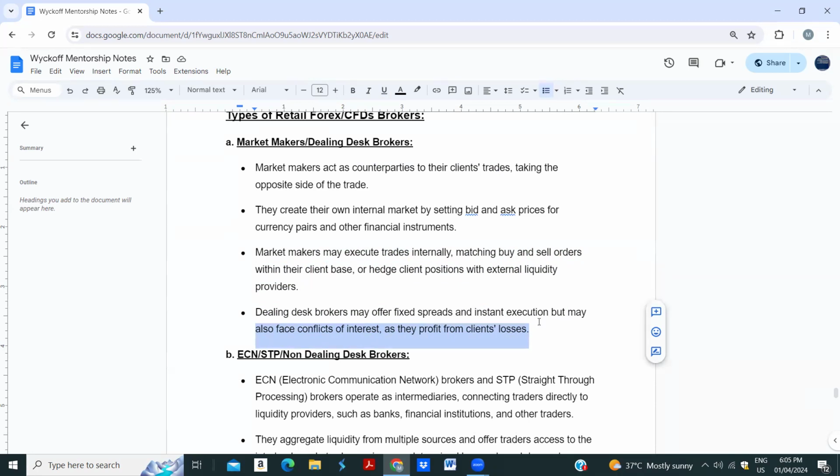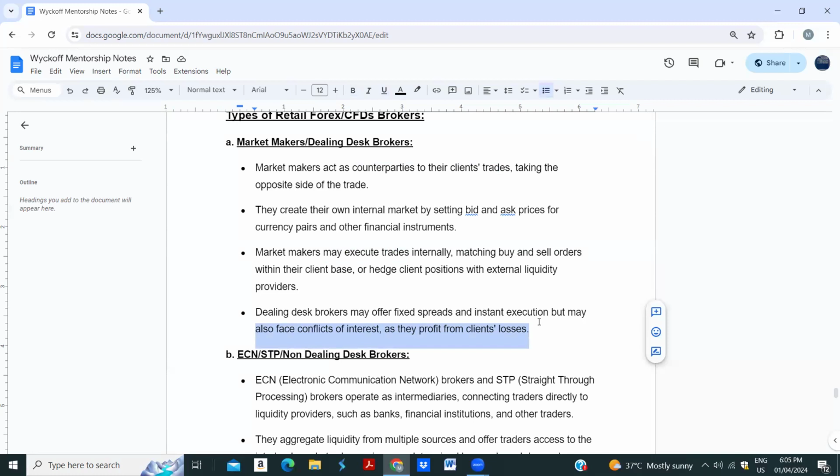When the trader places a buy trade, then a market maker or dealing desk broker will place a sell trade. When a trader places a sell trade, then the market maker or the dealing desk broker will take the opposite side of the trade by placing a buy order. That's it. They create their own internal market. They post their own bid and ask prices for the currency pairs and other financial instruments.